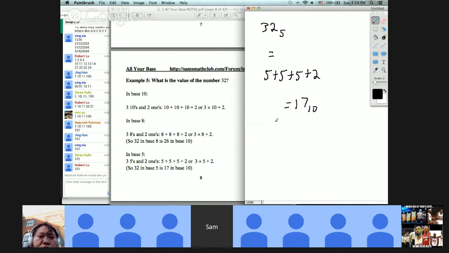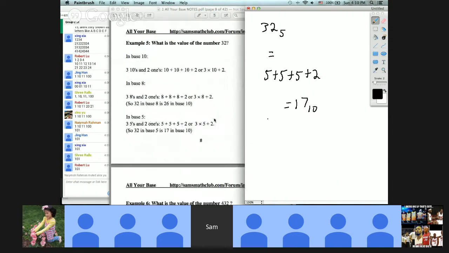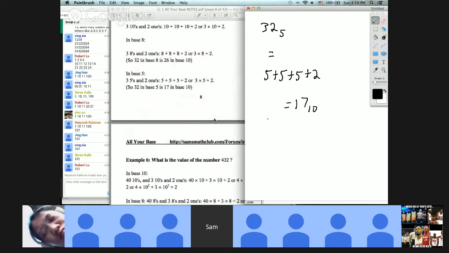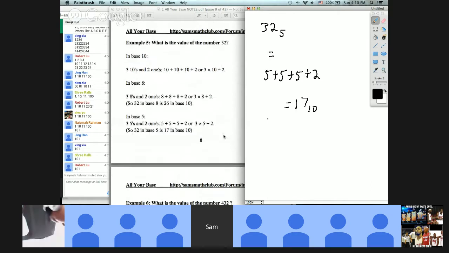So let me give, wait, let me see, is there an example? Okay. So let's try this one. Let's try 14. What is the value of 14 in base 5 when you convert it to base 10?